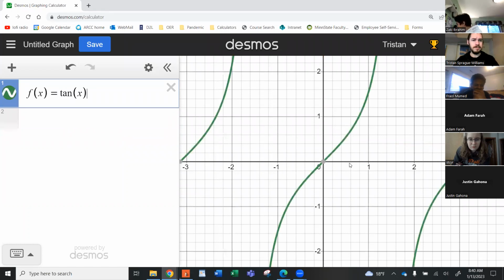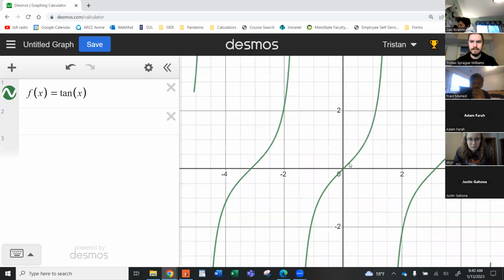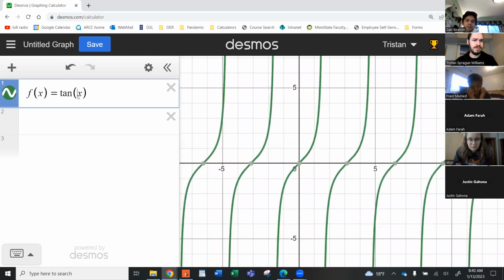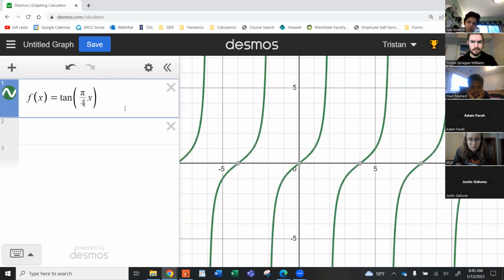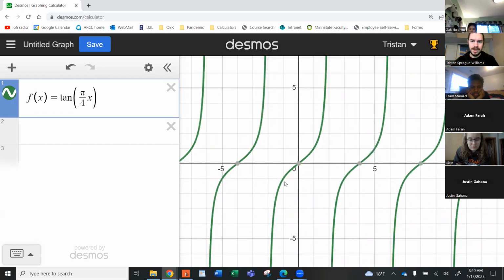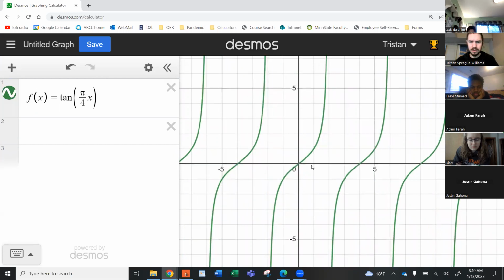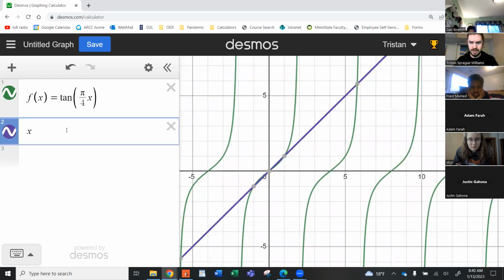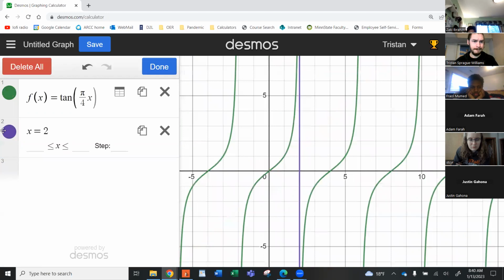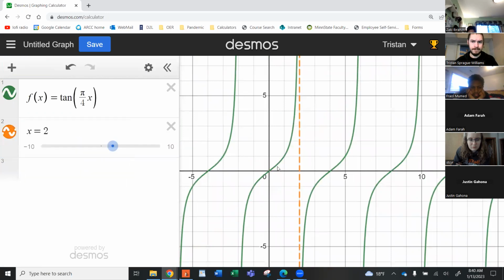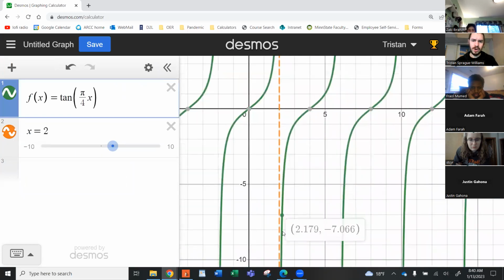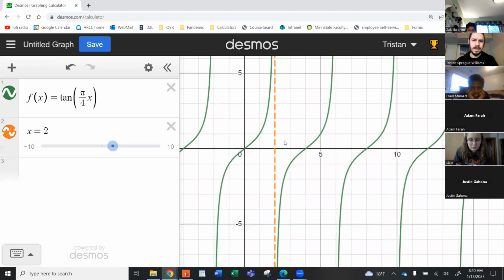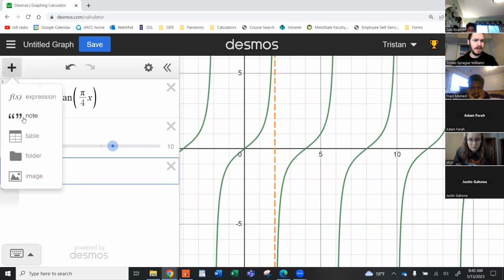Let's look at tangent of x. Or no, let's not look at tangent of x, actually. Let's look at tangent of pi over 4 x. Let's spread that out a little bit. Okay, tangent of pi over 4 x, and let us look at what's going on right here at x equals 2. There appears to be a vertical asymptote here.